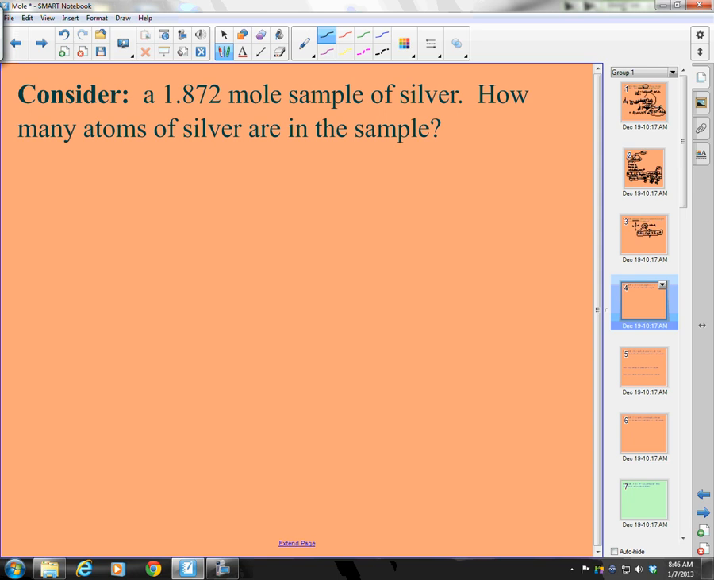Here we go. You guys give this one a shot. Consider 1.872 moles of silver. How many atoms are there? Bring me back when you're ready. Okay, here we go. I have what? Let's set up my equality. I have 1 mole of silver, and 1 mole of silver is always equal to what? 6.022 times 10 to the 23rd what? Atoms of silver. So that's my equality.